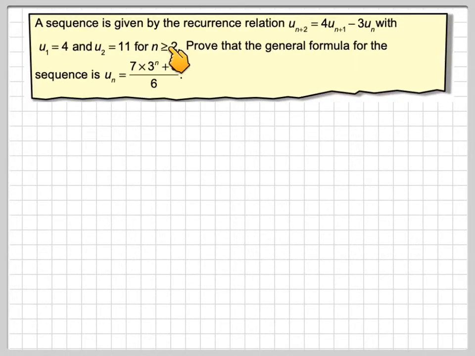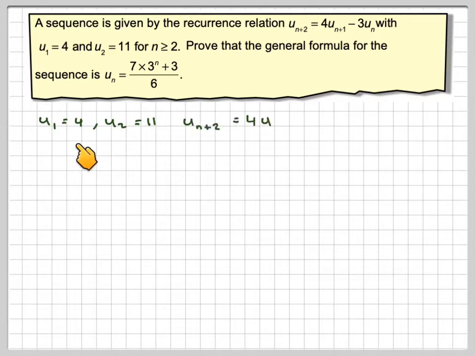A sequence is given by the recurrence relation u_{n+2} = 4u_{n+1} - 3u_n, with u_1 = 4 and u_2 = 11. For n greater than or equal to 2, prove that the general formula for the sequence is u_n = (7 × 3^n + 3)/6.